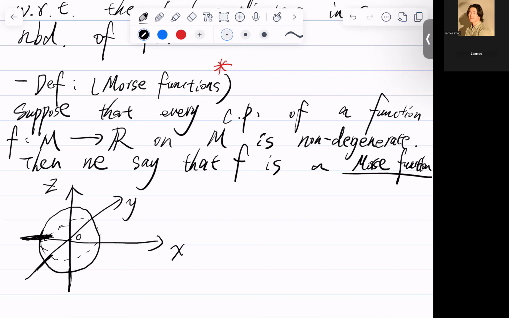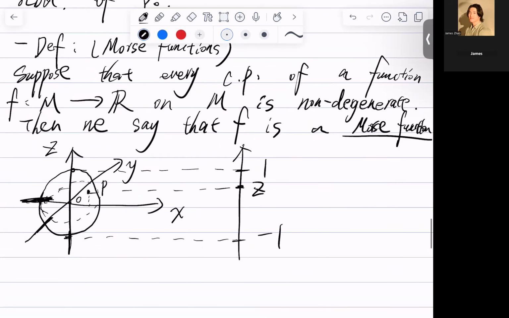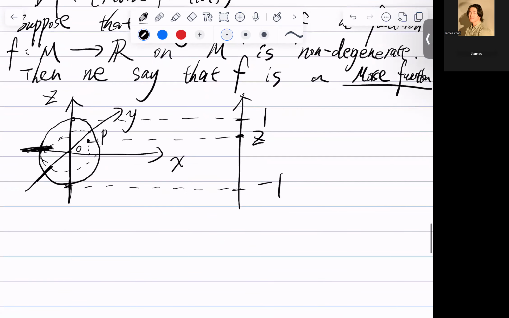And let's look at a point P over here. It's on the surface, so it has some height here. And this function maps it to a real number, z. If we look at this point here, that's 1. If we look at this point here, that's -1. So that's a quick example of what a Morse function may look like.